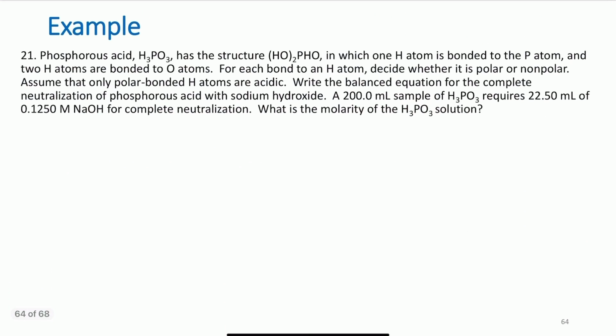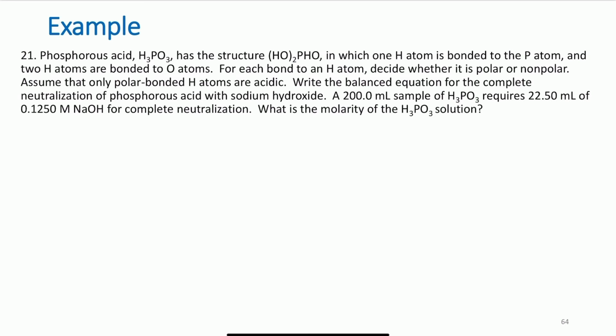Okay, 21. This is one of the challenge problems out of the back of my general chemistry textbook. Phosphorous acid, H3PO3, has the structure HO2PHO, in which one hydrogen atom is bonded to the phosphorus atom and two hydrogen atoms are bonded to the oxygen atoms. For each bond to a hydrogen atom, decide whether it is polar or nonpolar. Assume that only polar bonded hydrogen atoms are acidic. Write the balanced equation for this complete neutralization of phosphorous acid with sodium hydroxide. A 20 ml sample of phosphorous acid required 22.5 ml of 0.1250 molar sodium hydroxide for complete neutralization. What is the molarity of the H3PO3 solution?